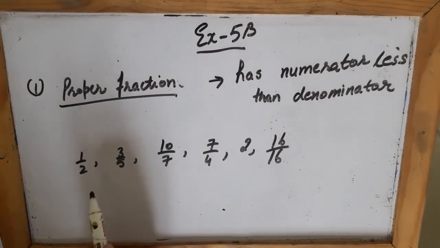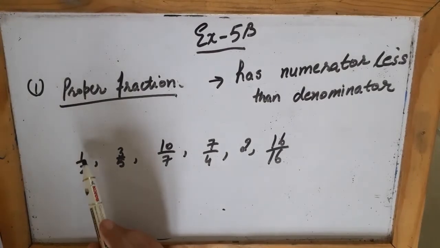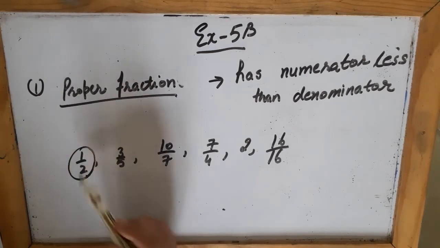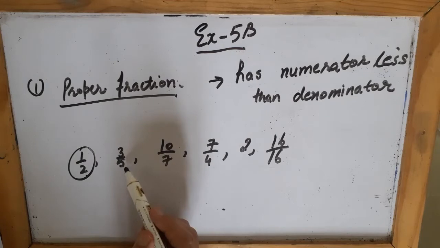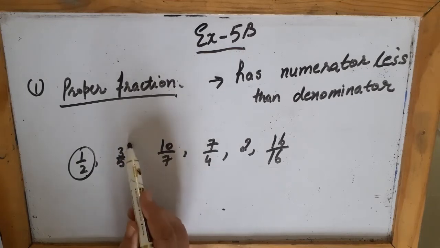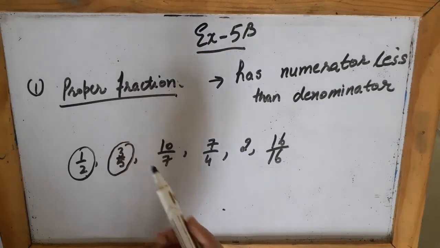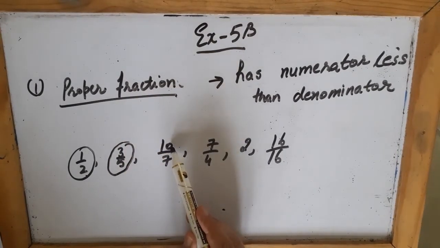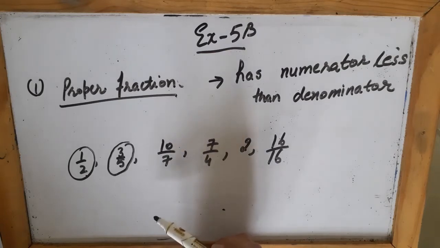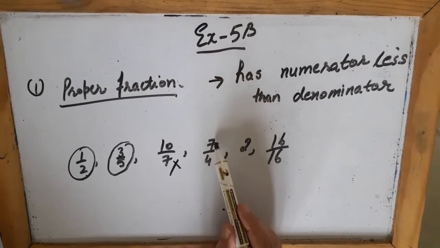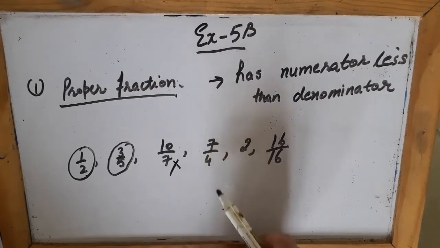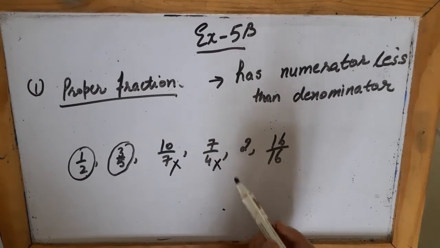Now if I look at the examples given here, first is 1 by 2, so the numerator is less than the denominator. Is it a proper fraction? Yes, this is a proper fraction. In the second fraction, the numerator is smaller than the denominator, so this is a proper fraction. In the third one, the numerator is bigger than the denominator, so this is not a proper fraction. In this also, the numerator is bigger than the denominator, so this is also not a proper fraction.